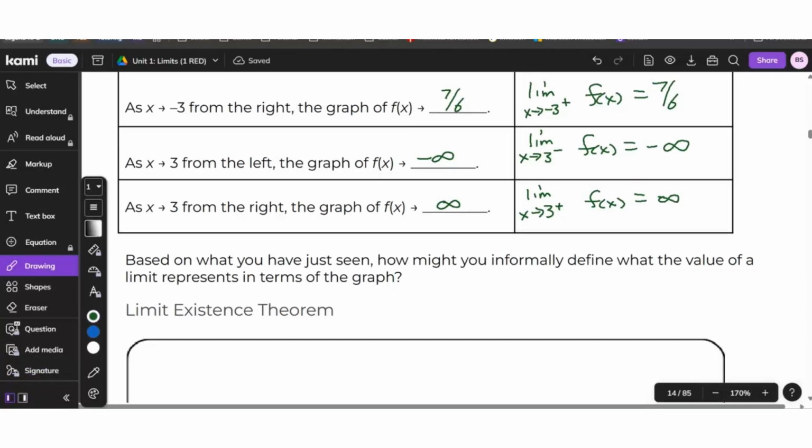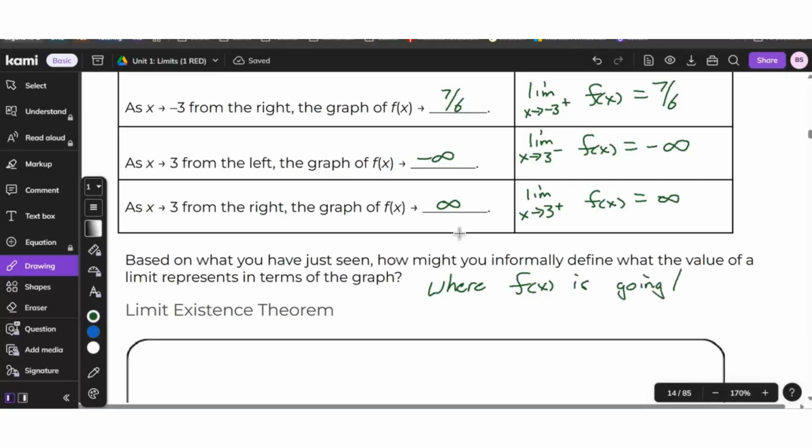So based on what we've seen, how might you informally define what the value of a limit represents in terms of the graph? Like informally, how would you say that? What is the limit going to represent for a graph? Where the direction it's going. Exactly, it's just like where it's headed to. Let's say where f of x is going or approaching.